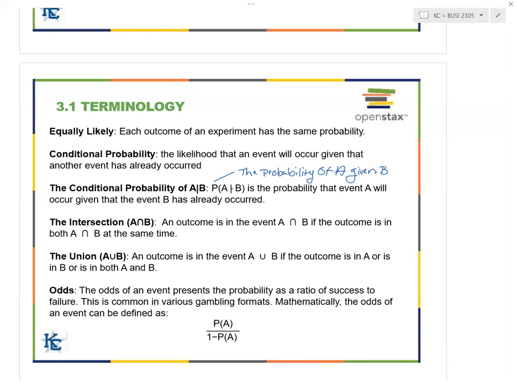The intersection A intersect B is an outcome in both A and B. What that means simply is that this is an intersection symbol, and the intersection symbol means the word and.